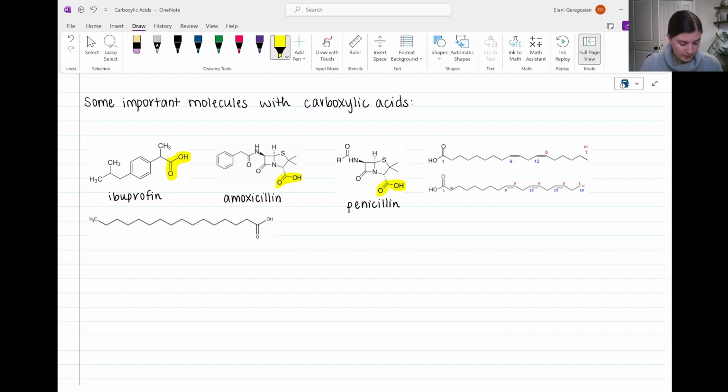These two molecules over here show, again, the carboxylic acid functional group. Here we have the first molecule, which is an omega-6 fatty acid, and the second one is an omega-3 fatty acid. So this is omega-3 and omega-6, but omega-3, 6, and 9 fatty acids have carboxylic acid functional groups.